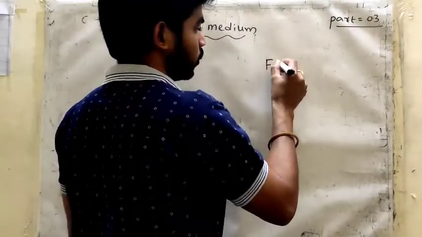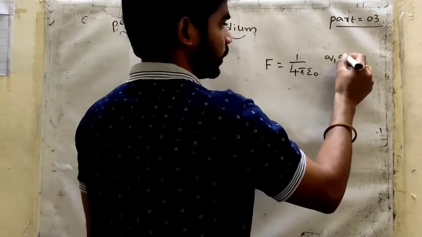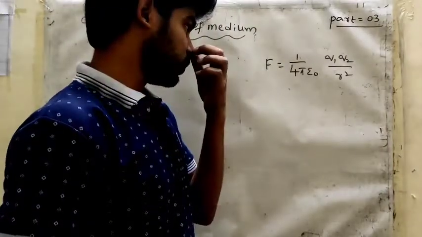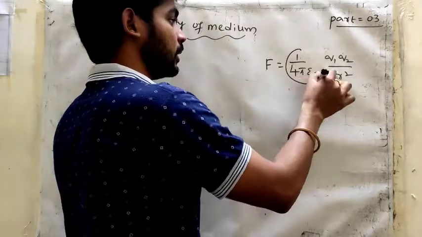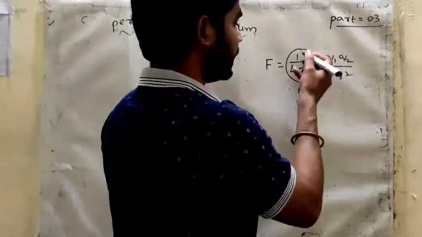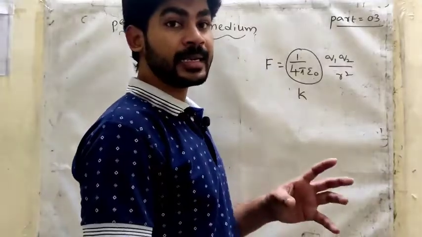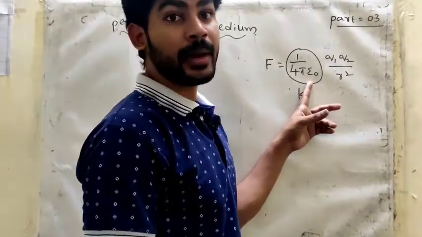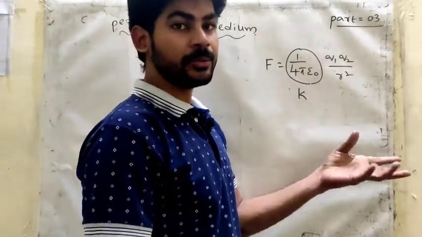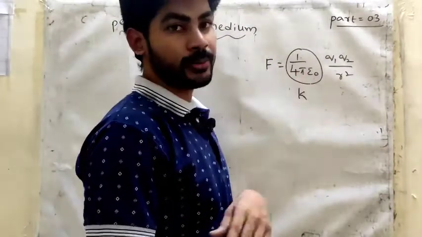In Coulomb's law, what is Coulomb's law? F is equal to 1 by 4 pi epsilon naught q1 q2 by r square. This is the Coulomb's law formula. In this Coulomb's law, 1 by 4 pi epsilon naught is a proportionality constant. That proportionality constant value we are taking as k. In this, k is equal to 1 by 4 pi epsilon naught. Here epsilon naught is the permittivity of free space. Free space means you can take air also, vacuum or air. So permittivity of free space.